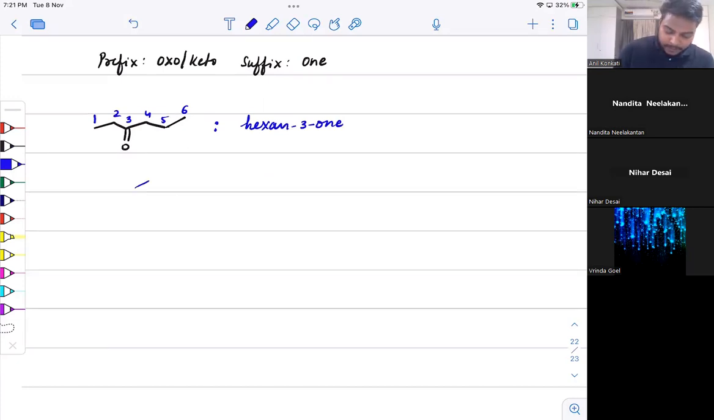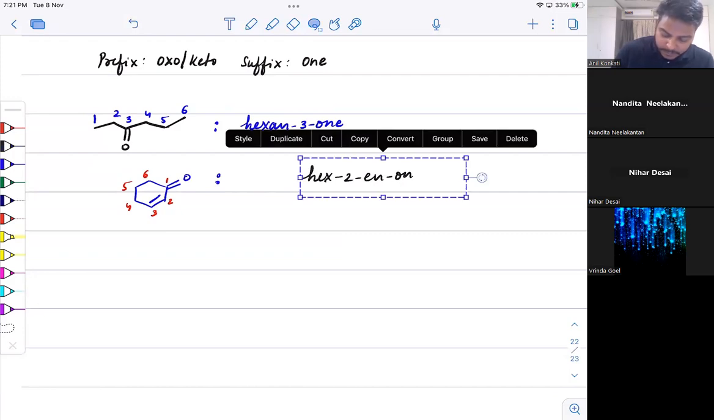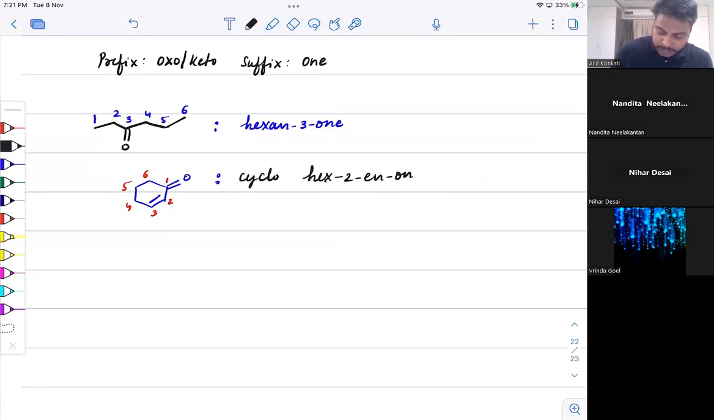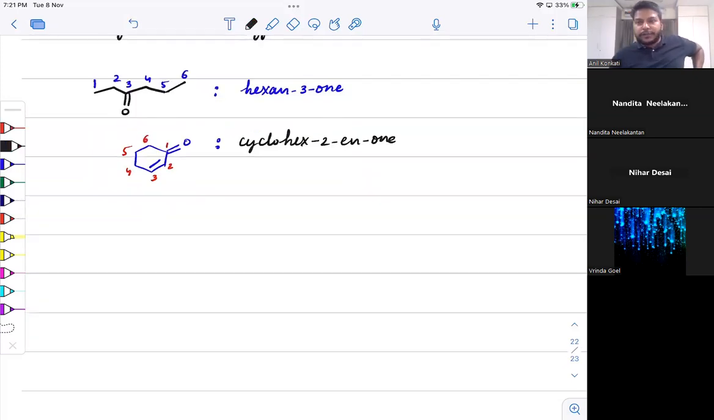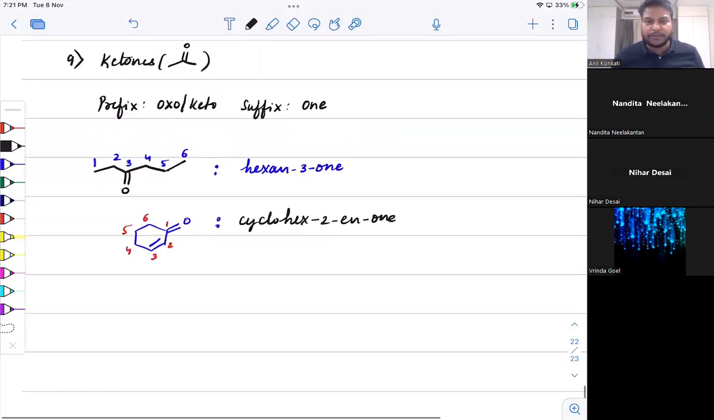In case if you have it in the cyclic structure, double bond O, double bond, that carbon is anyway counted. You will start with numbering 1, 1, 2, 3, 4, 5, 6. And on second position, I have ene. So this will be cyclohex-2-en-1-one. So this is the name you will write. So for ketones, you will not have something like carb type of name. It will always be counted. The double bond will always come in the count.